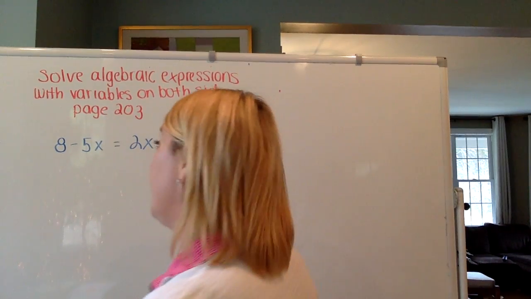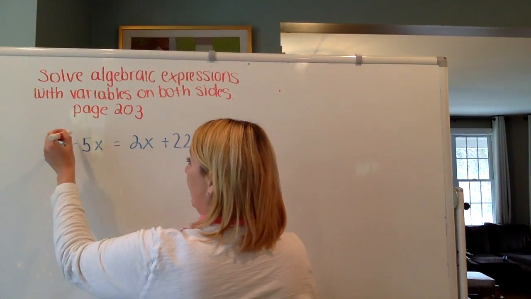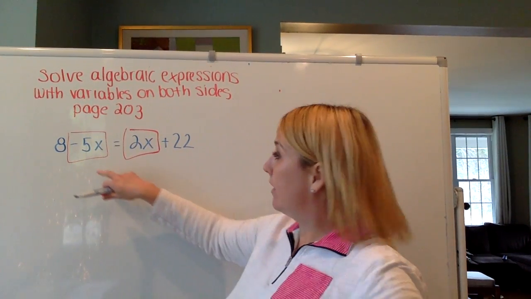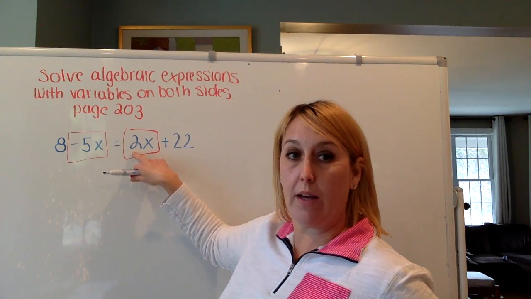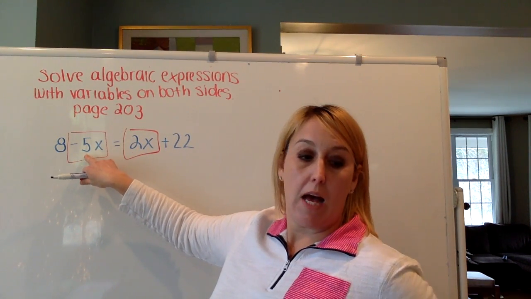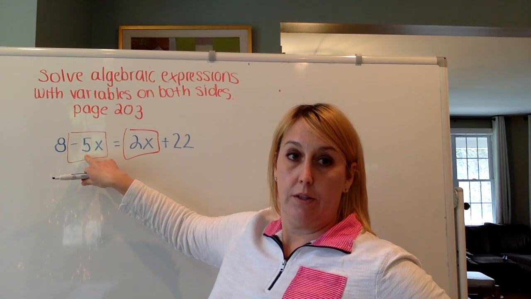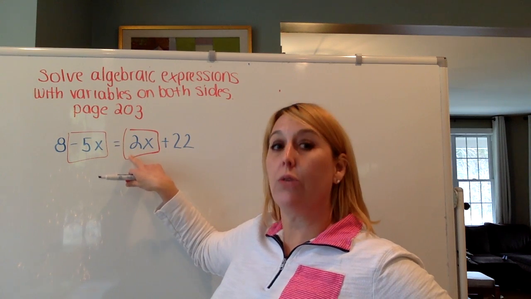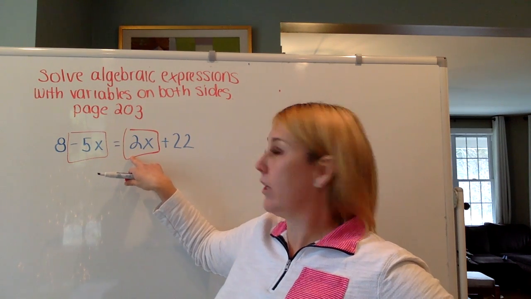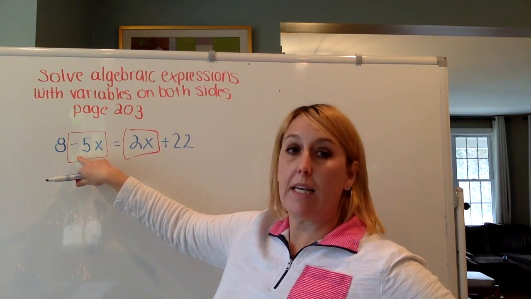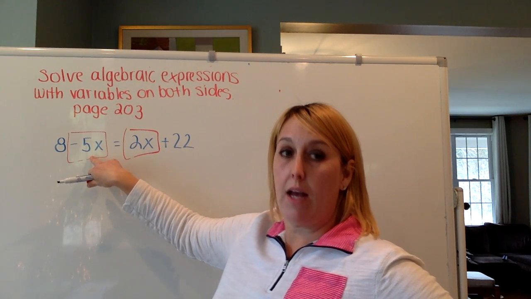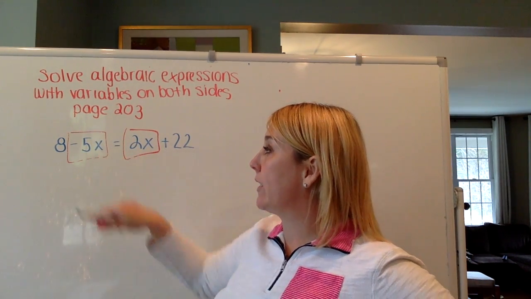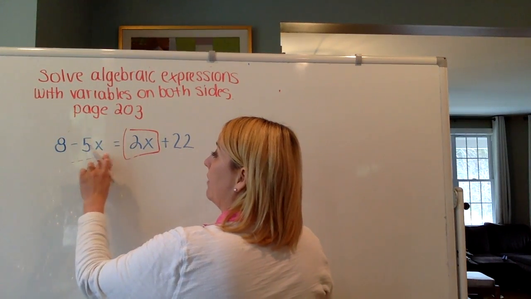So you want to move the variable that has a coefficient with a smaller value. So in this example, we have negative 5x, right? And we have 2x. So if you look at negative 5x versus 2x, negative 5 has a smaller coefficient because negative 5 is smaller than positive 2. So even though 2 as a number, you're like, but 2 is smaller. This is a positive 2. This is a negative 5x. So negative 5 is a smaller value than 2x. So we're going to move negative 5.